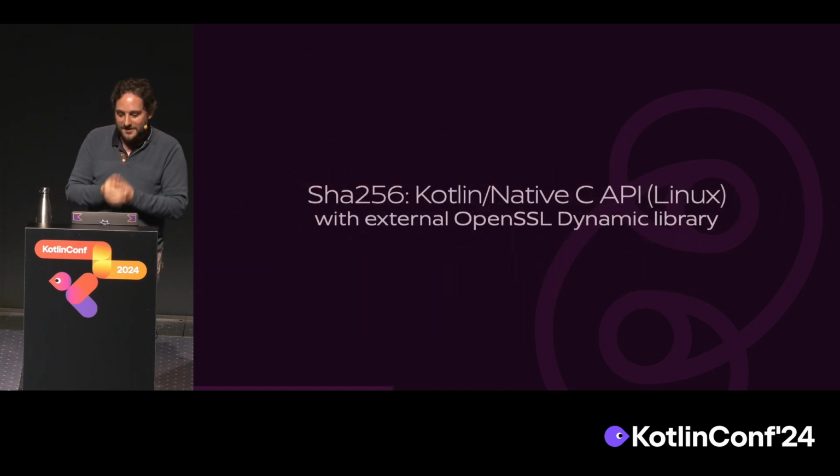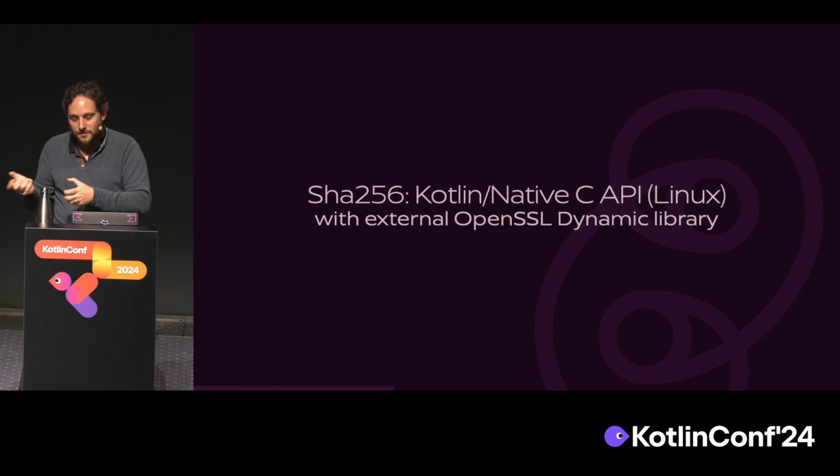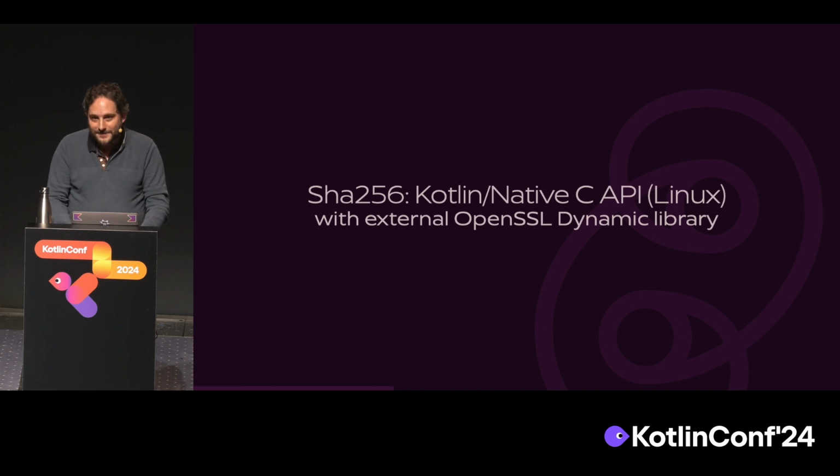So now that I've understood that, I want to use this Kotlin Native C API with an external OpenSSL dynamic library, because I'm going to assume that if you're running this on Linux, then you have OpenSSL installed, because who doesn't, right?